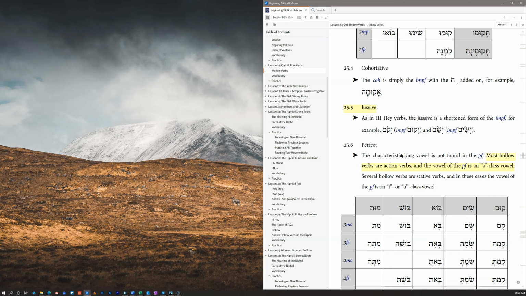Yeah, anytime you see an imperfect verb and it is not a third hey, it is not Hiphil, and it is not hollow, that could be a jussive. It just depends on context. So that's the thing you have to remember: most of the time jussive and imperfect look identical. It's just context will tell you whether one meaning is in mind or the other.